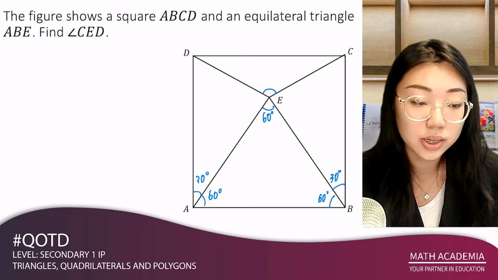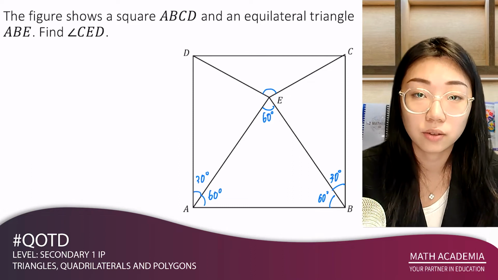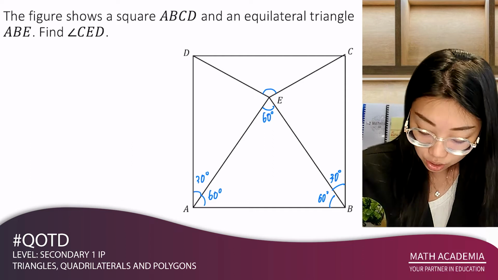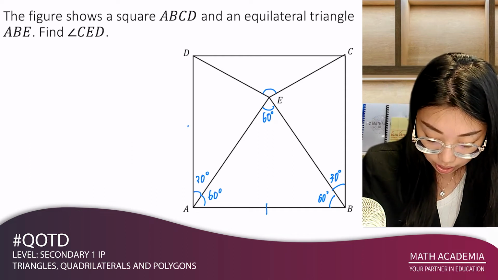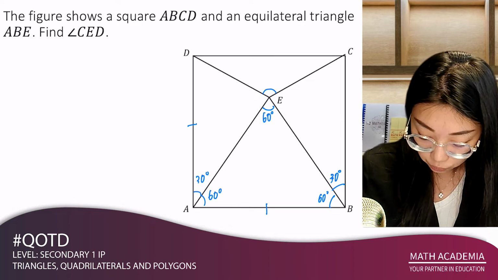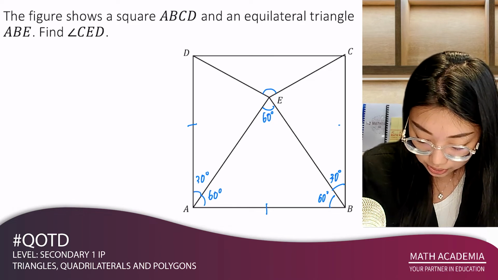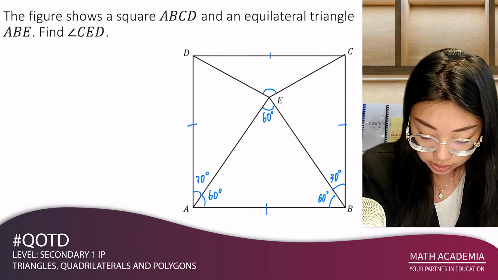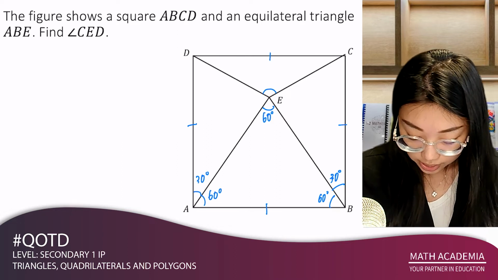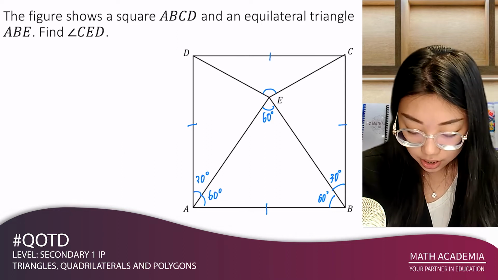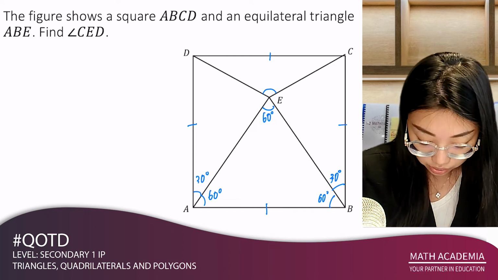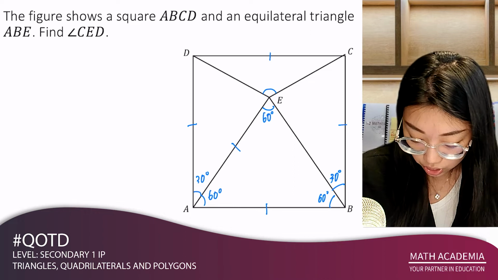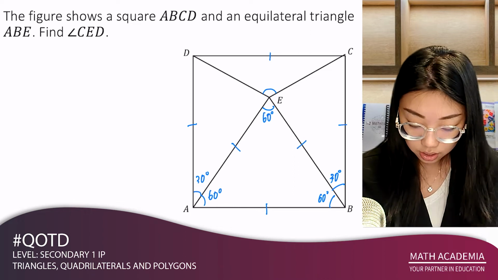Now remember, we state that all four sides of a square are equal. So therefore, AB would equal AD and would also equal BC and DC. And since triangle ABE is an equilateral triangle, this means AB also equals AE, which also equals BE.